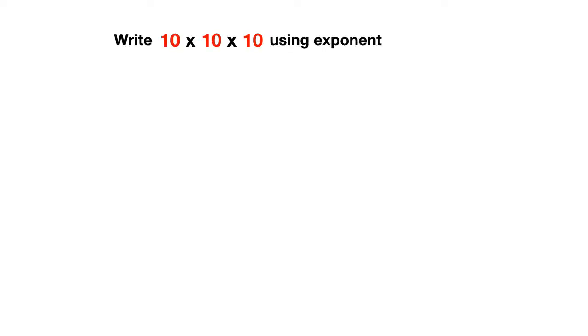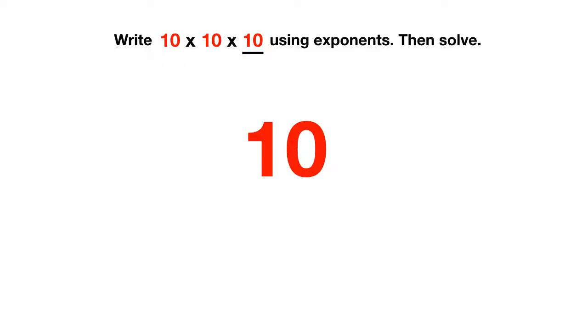Let's do one of these together. You might be asked to write 10 times 10 times 10 using exponents, then to solve. Well, first we have to look for what number is being multiplied here. We can see that 10 is being multiplied, so the base of our exponent is 10. How many times is 10 being multiplied? Well, you can count them up: once, twice, 3 times. So we'll put a small 3 up here.